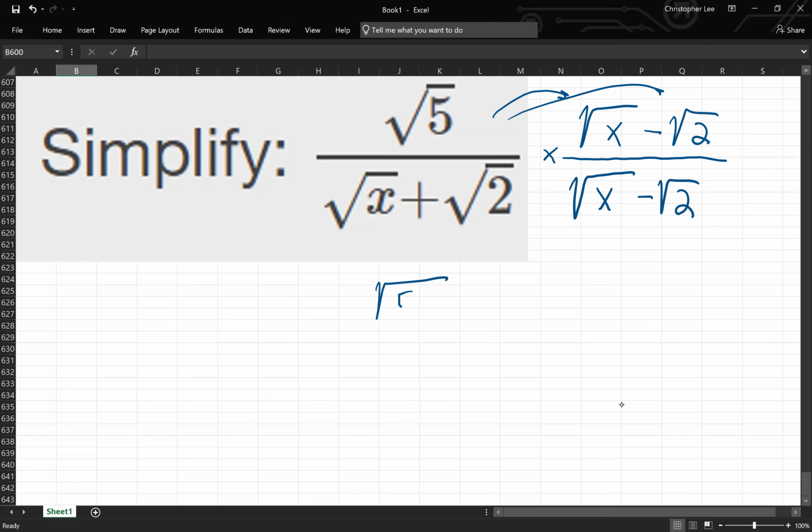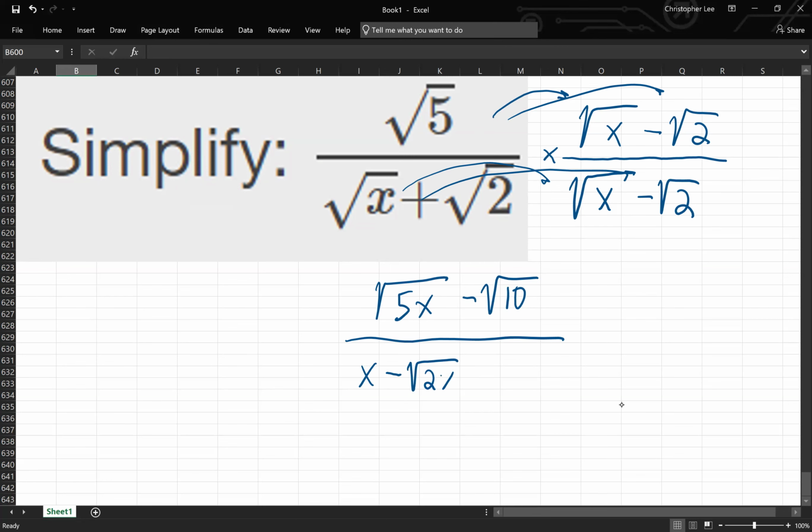This is going to become square root 5x minus square root 10 over, and do the same thing on the bottom, right? Square root x times square root x is just going to be x. Square root x times negative 2x is going to give me a minus square root 2x.